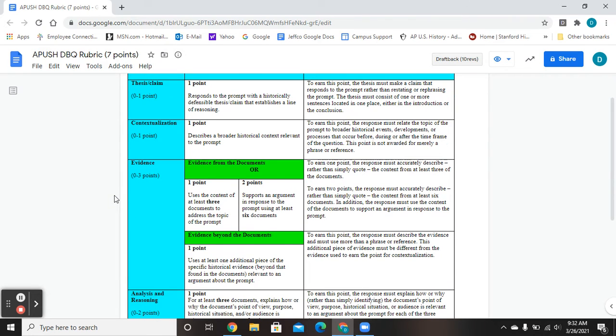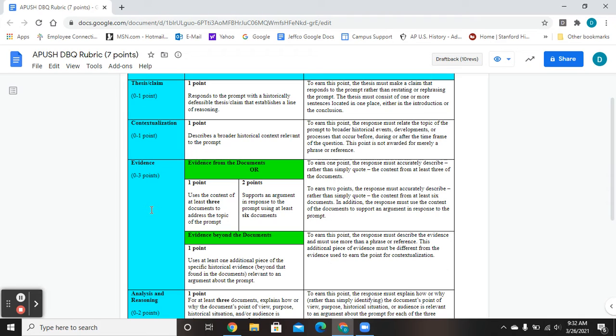And then this is where it begins to change. It's where the evidence, because obviously you're using documents. You have documents that have been presented to you to help you write this essay. The evidence is you get a possibility of 3 points. You get 1 point if you use at least 3 of the documents to address the prompt, okay?